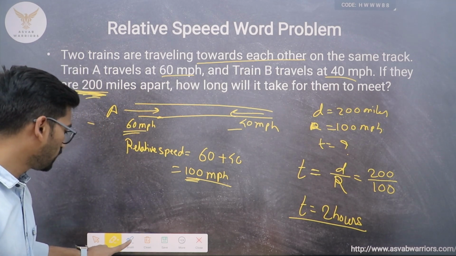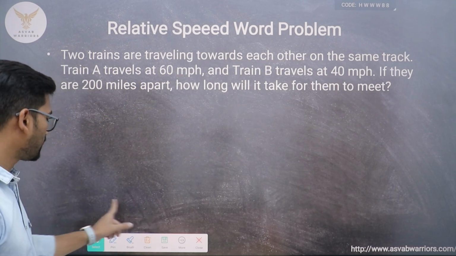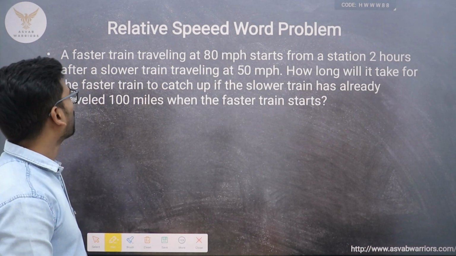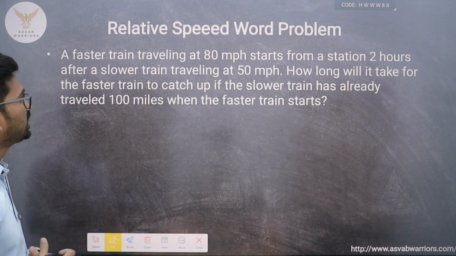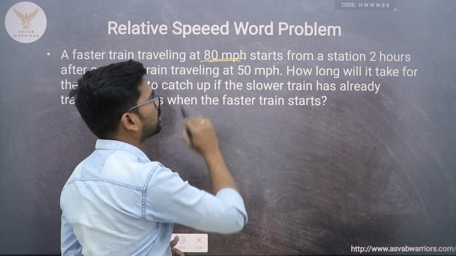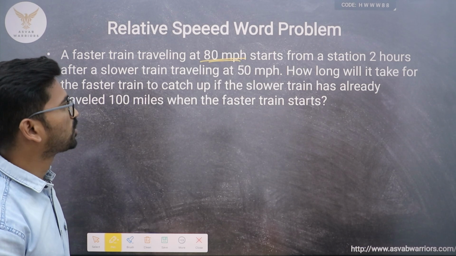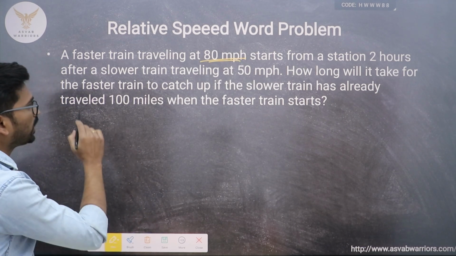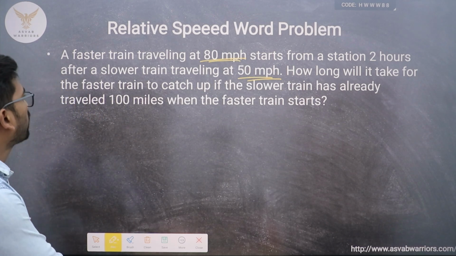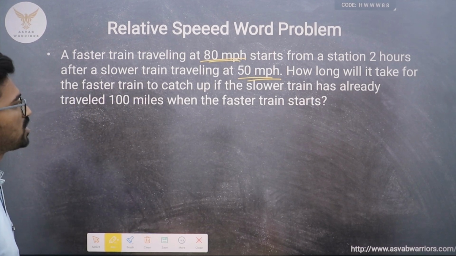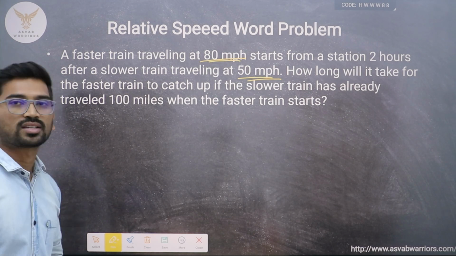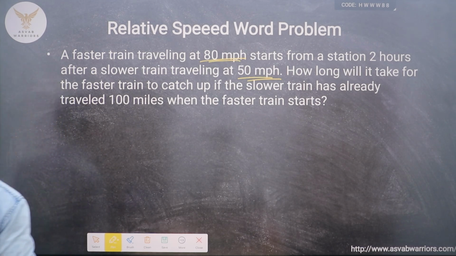I hope you understood this question. Let's take another example on the same topic. Now the example is a faster train traveling at 80 miles per hour starts from a station 2 hours after a slower train traveling at 50 miles per hour. How long will it take for the faster train to catch up if the slower train has already traveled 100 miles when the faster train starts?